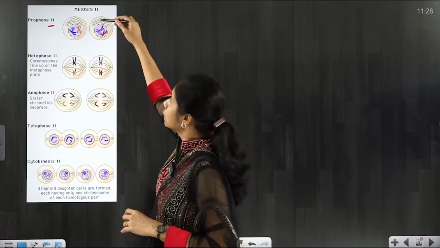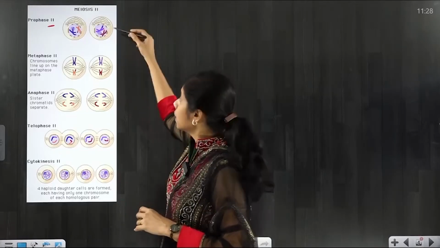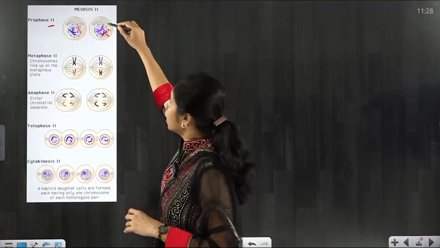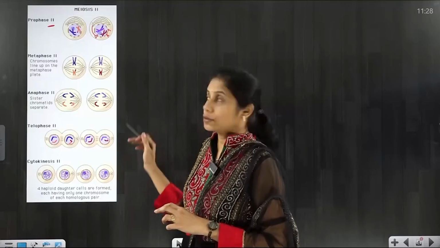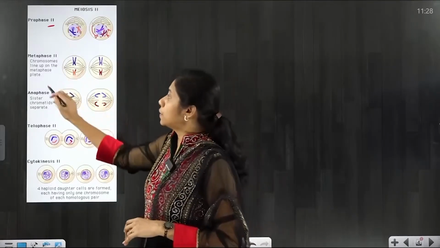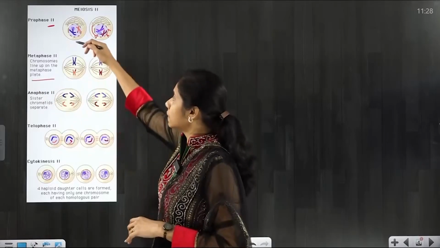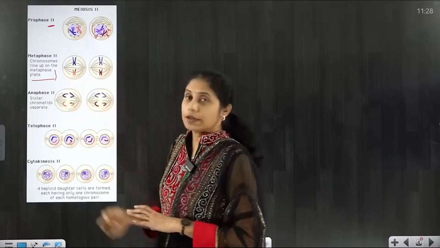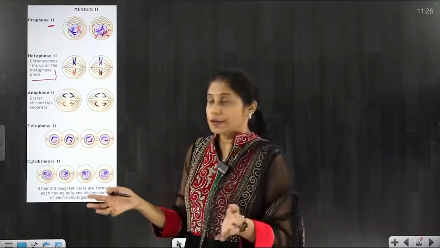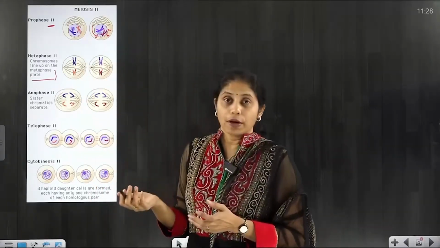You can see centrioles are migrating towards opposite poles. The nuclear envelope is broken down. Nucleolus, nuclear envelope, Golgi, ER disappear. Condensation of chromatin into chromosomes will occur. In meiosis-II, chromosomes line up in the center to form the metaphase plate or equatorial plate. As we have two cells, a dyad of cells, two metaphase plates are formed here.